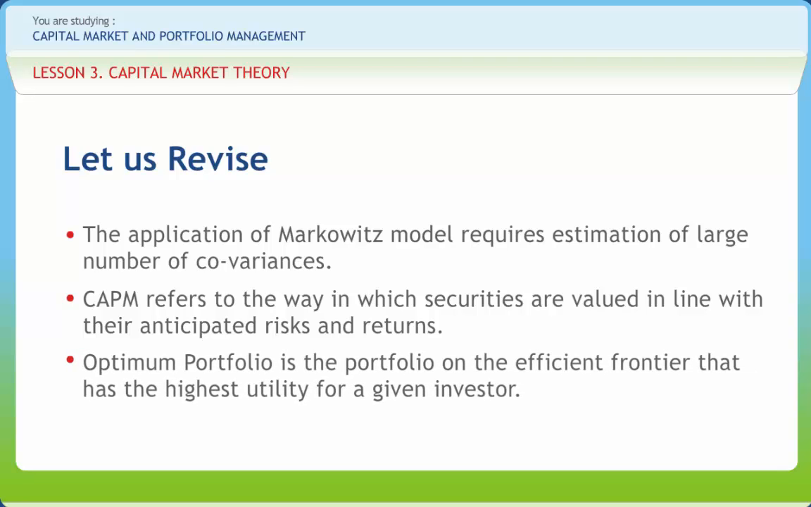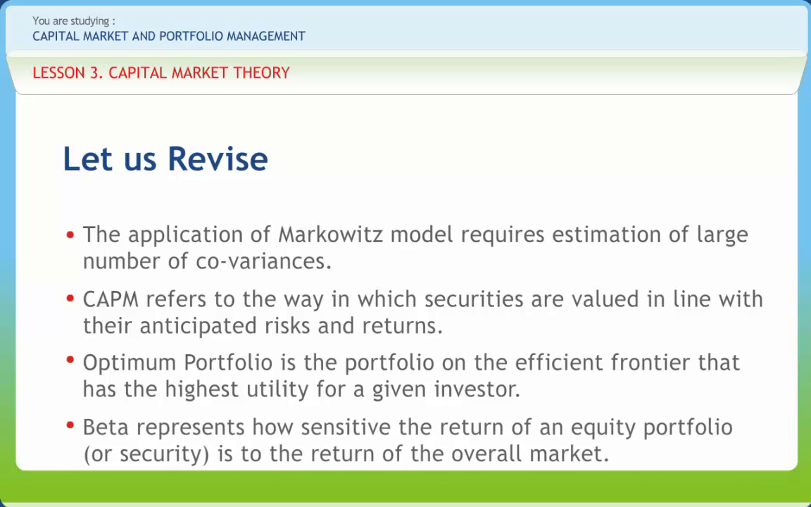Optimum portfolio is the portfolio on the efficient frontier that has the highest utility for a given investor. Beta represents how sensitive the return of an equity portfolio or security is to the return of the overall market. Diversification is a risk management technique that mixes a wide variety of investments within a portfolio in order to minimize the impact that any one security will have on the overall performance of the portfolio.